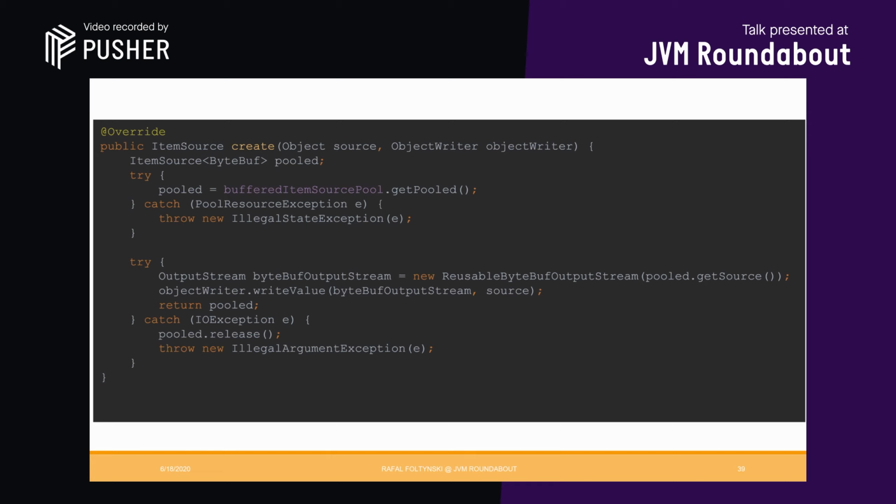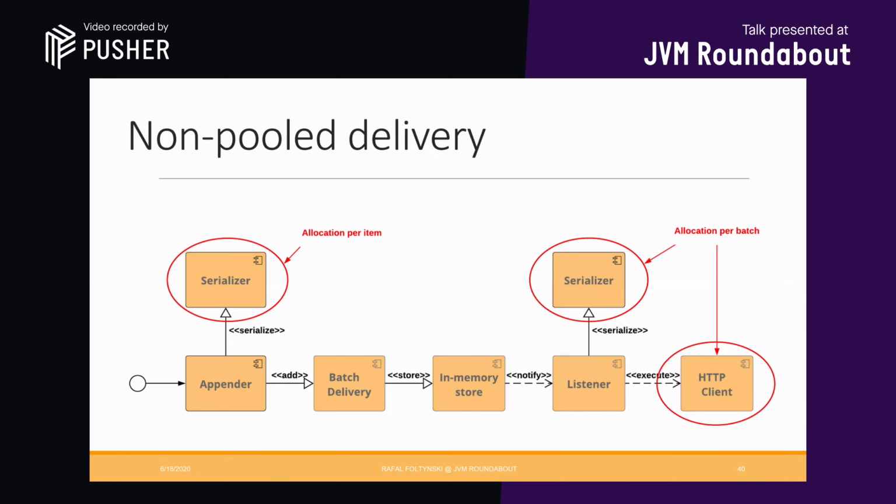Given the object writer, I can borrow the buffer from my item source pool, create the byte buffer output stream called reusable. I'm not sure why I called it reusable, it was just the heat of the moment, I guess. And eventually write the log event into the output stream, and then release it once it's ready to release.